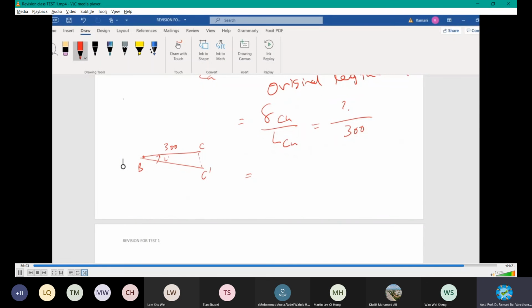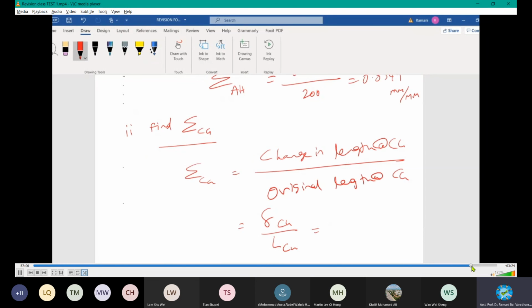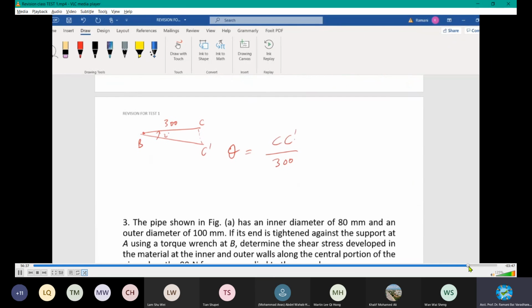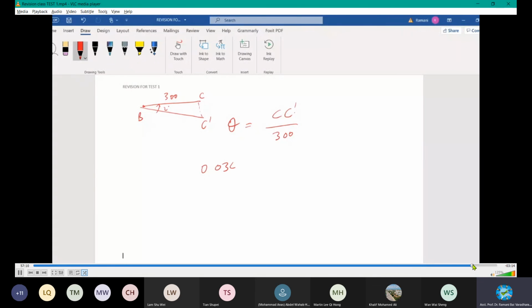Same as the last time, we take tan theta, or just the theta is equal to, with 300. Original length is how much? Given to you, you need to find out what this is. So 0.03491 is equal to CC dash by 300.